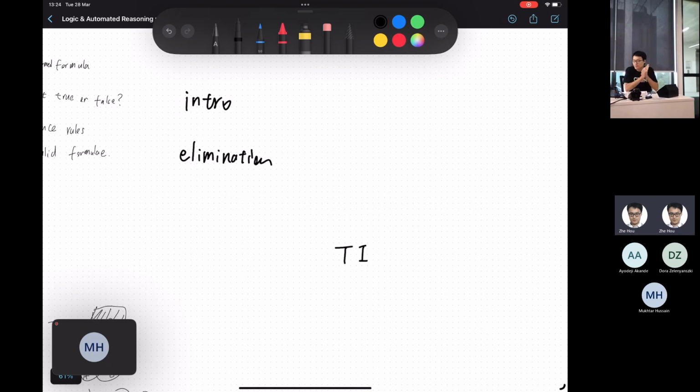So what do we need to introduce truth? What do we need to know that truth is true? Well, this is obvious. We don't need anything. So this rule is extremely simple. It just says from nothing on the top, we can derive truth. We don't need anything to derive truth. That's truth introduction. We can introduce truth from absolutely nothing because it is true.